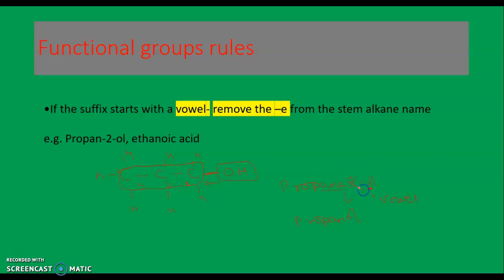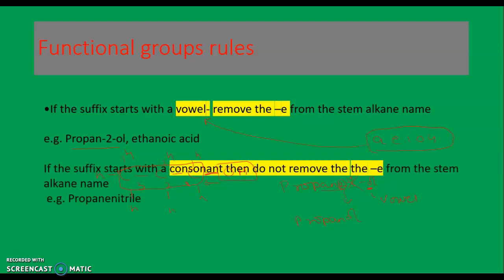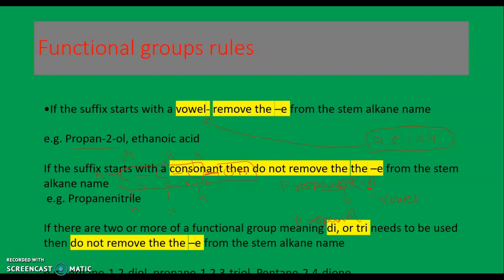You don't even have to write the number 1. Even if you did write the number, in this case it becomes propan-1-ol. So anything that begins with a, e, i, o, u, you will drop the e from the end of that alkane. If it does not begin with a vowel, like in the case of a consonant, then you will keep it. If there is more than one functional group, then you would use di and tri, but at that point you will not remove the terminal e.